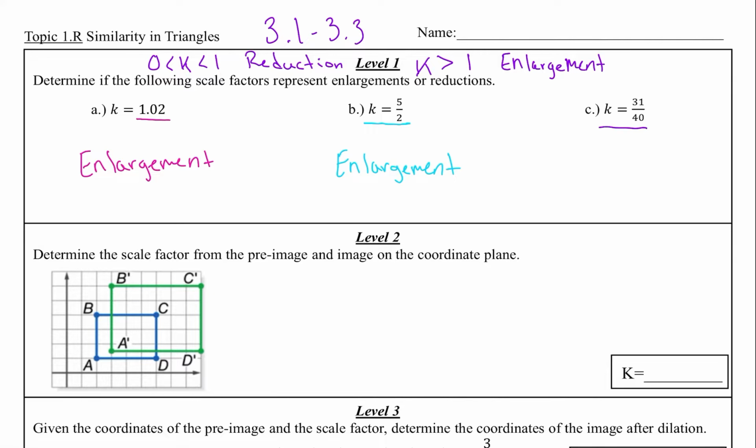And on this last one, we've got another fraction. And again, this top number in this case is less than the bottom number. So since the top number is smaller, this would represent a reduction.